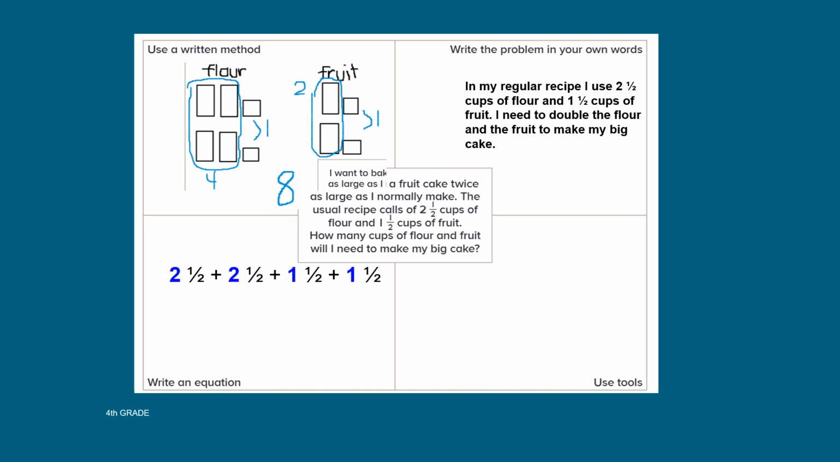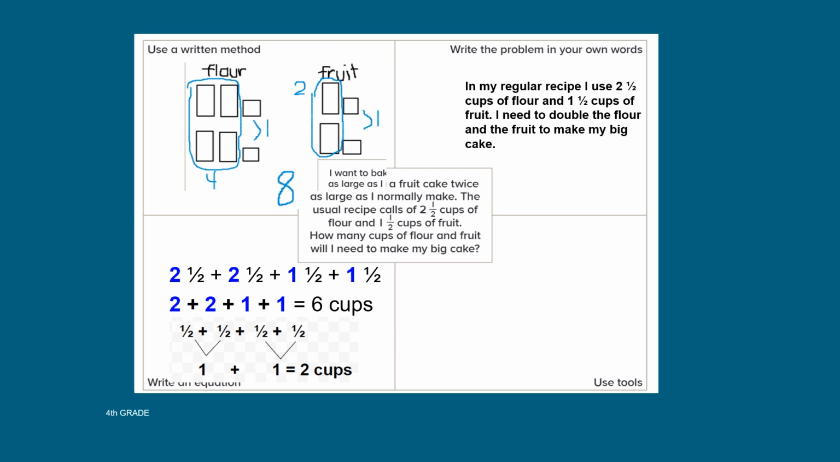I can also show it as an equation. 2½ plus 2½ plus 1½ plus 1½. Again, I can add the whole numbers first, which gives me 6 cups, plus all the halves, which equal 2 cups. That gives me 8 cups.